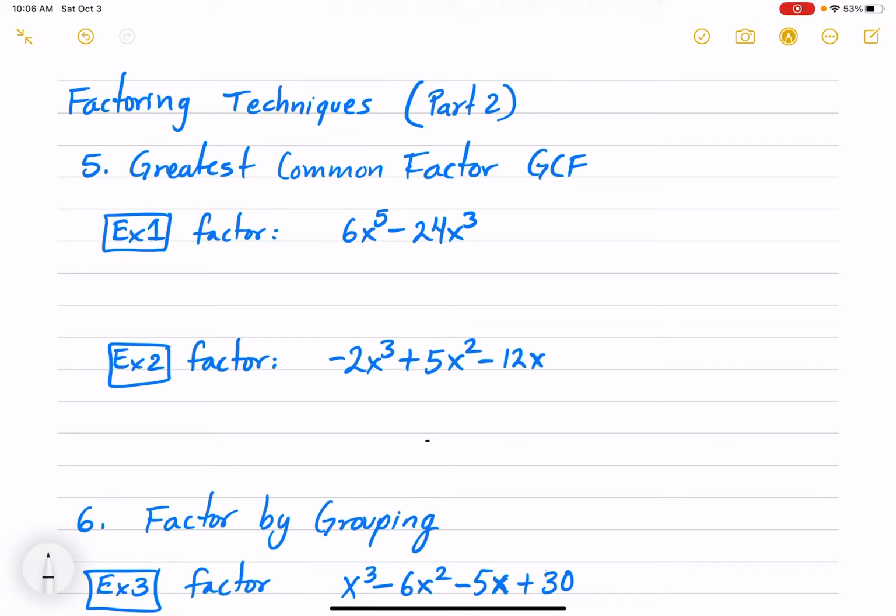Hello students, in this class I'm going to show you how to factor some polynomials. This is factoring techniques part 2.